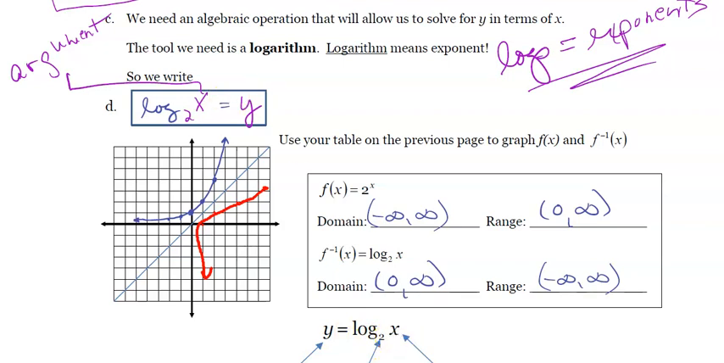Okay, let's see if I can go down to my next page. Okay, let me see if this is going to let me do this. So hang on, I'll be right back.